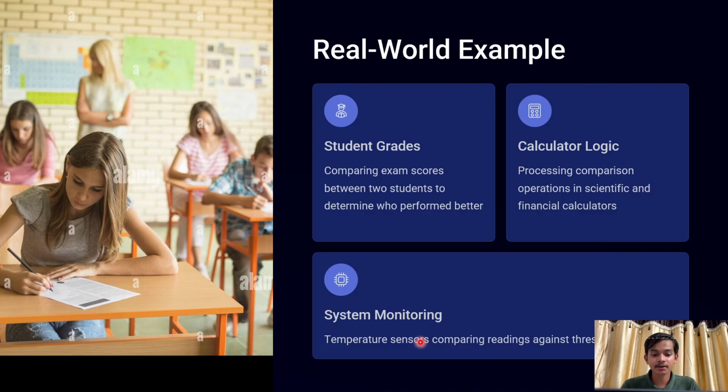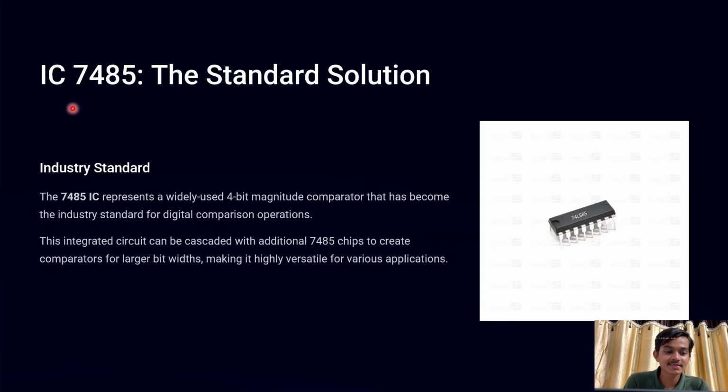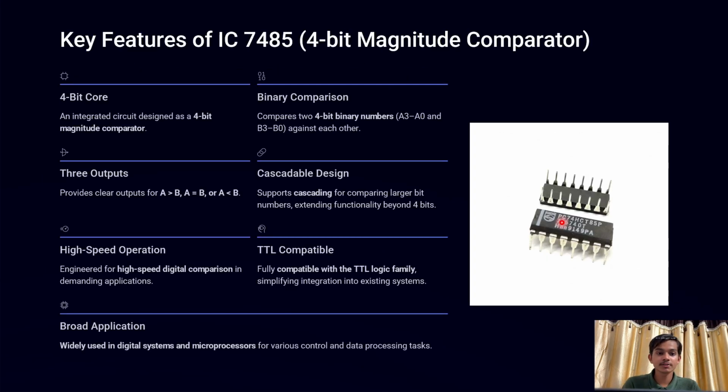Now, instead of designing comparators only using logic gates, integrated circuits are also available. The IC 7485 is a widely used 4-bit magnitude comparator and is considered an industry standard solution for digital comparison operations. This IC compares two 4-bit numbers directly and simplifies hardware design. Multiple 7485 ICs can be cascaded together to compare larger binary numbers, making it highly flexible for practical digital systems. Now let us look at the key features of the IC 7485 chip.